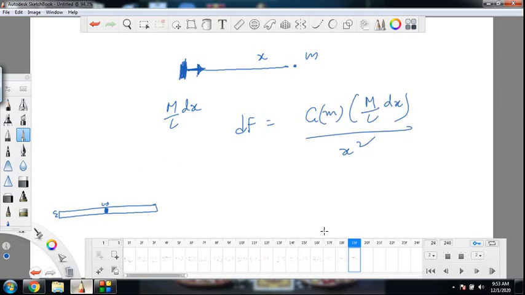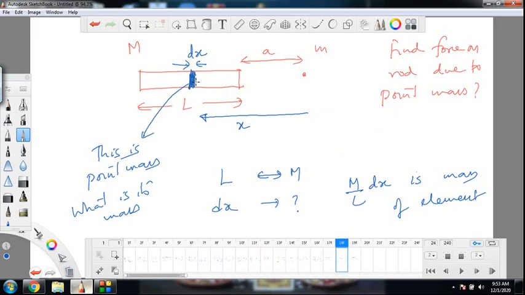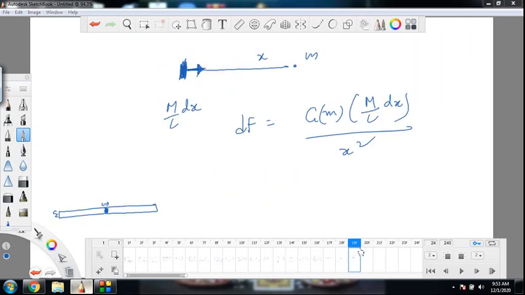Like this, you should take different point masses on the rod. You took one at a distance x, you must take another one here, another one here, another here. That means you should cover the whole rod. How do you do that? Just by changing x. If you put x equal to a, it is as if you have taken this point mass here. If you put x equal to a plus L, you have taken this point mass there. So by controlling x, you control the location of point mass.